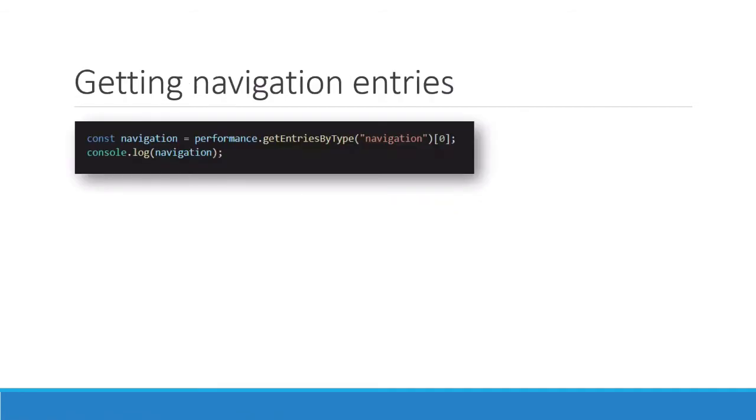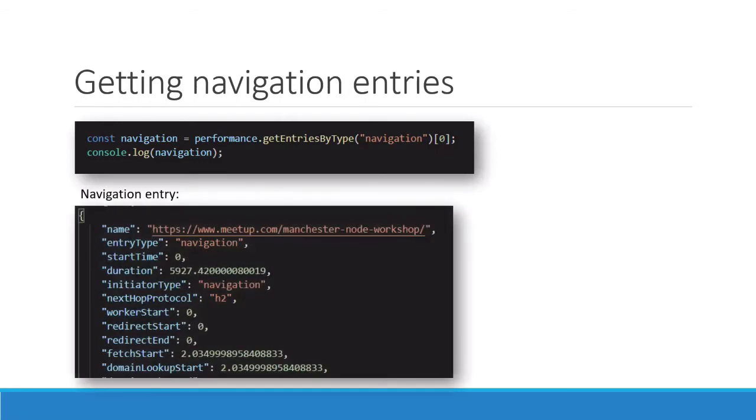These are being handled automatically by the browsers, so the only thing that we need to do is to get them. How can we do that? Again, performance.getEntriesByType. We specify navigation as a type, and we get the first result. And if you console log that object, you get something like this.